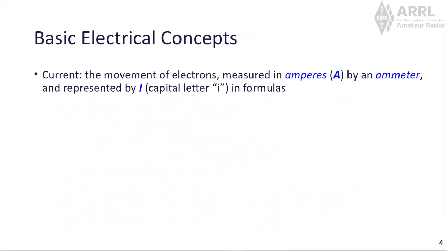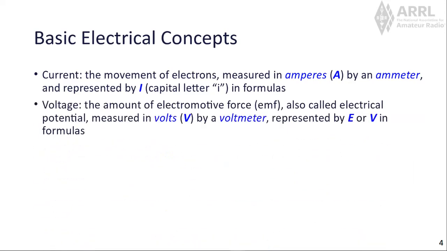Okay, basic electrical concepts. Current: the movement of electrons, measured in amps with an amp meter, and represented by the capital letter I in formulas. Voltage: the amount of electromotive force, abbreviated as EMF, also called electrical potential. We measure it in volts with a voltmeter, and it's represented by the capital letter E or the capital letter V in the formulas.